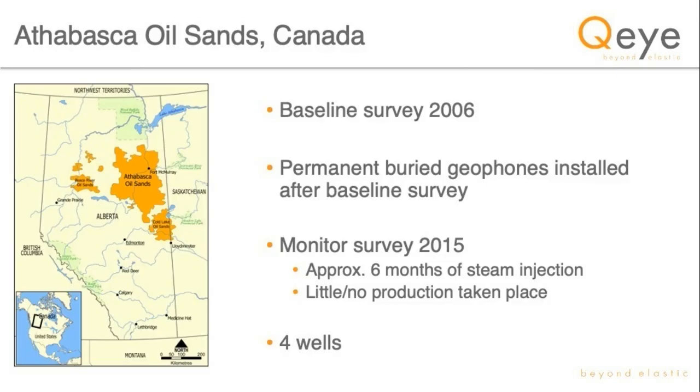Then over to the last of the 3 case studies of today, the Athabasca oil sand from Canada. Here we have a baseline from 2006. After that, there were geophones permanently buried. And in 2015, then there was a monitor survey acquired, and that was approximately 6 months after steam injection on this field had started, and at a time when there was hardly any production taking place. There's 4 wells in the field, 3 with shear logs and 6 angle stacks.